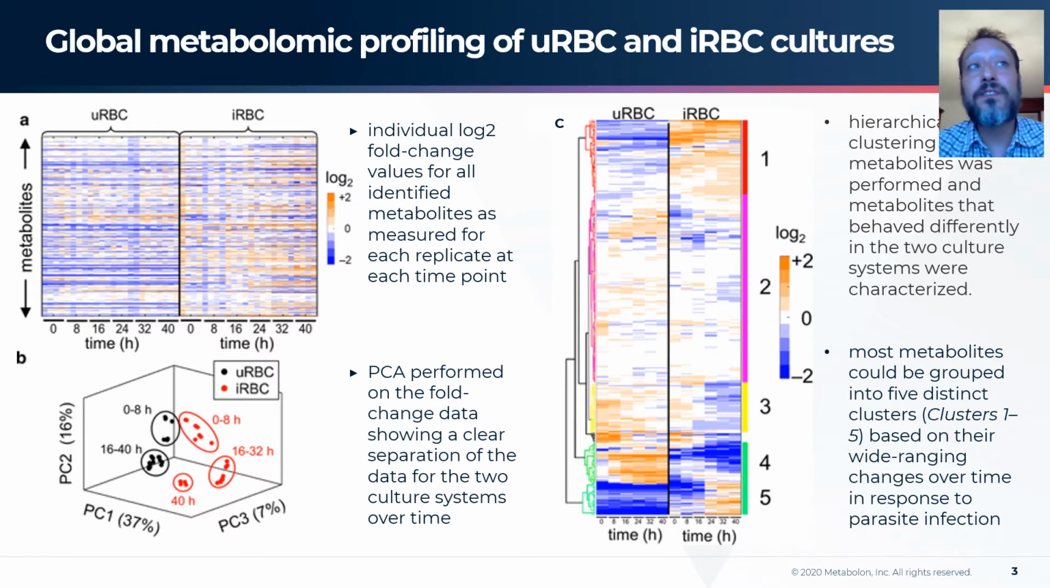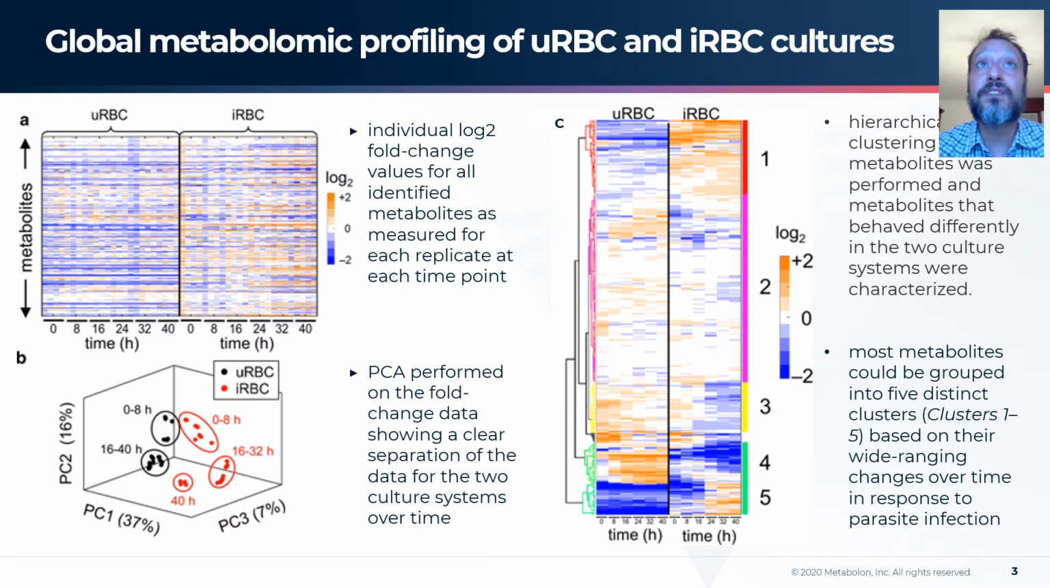So, cluster 1 consists mainly of metabolites that were consistently lower in uninfected red blood cell cultures than in infected red blood cell cultures, across all time points. Cluster 3 exhibited a trend opposite to cluster 1, whereas infected red blood cell cultures metabolites in clusters 4 and 5 showed marked time-dependent changes associated with IDC progression. Cluster 2 contained the largest number of metabolites whose fold change values were mainly of smaller magnitude and less dependent on time compared to the other clusters.